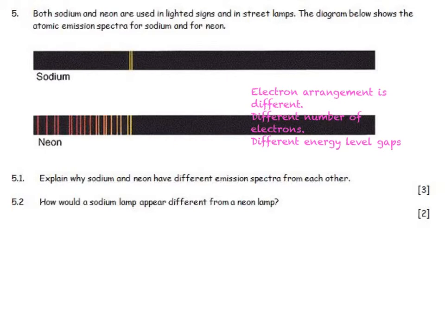I gave you a color picture here. Surely color's got something to do with it. So sodium seems to be a yellow lamp, whilst neon will be an orange-red lamp. That was what I expected to see.